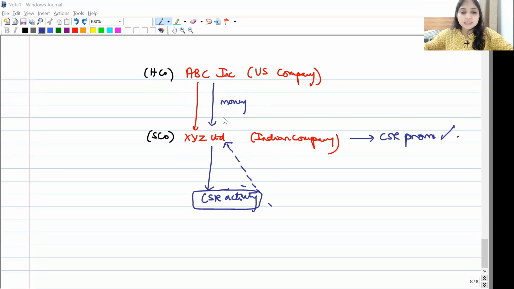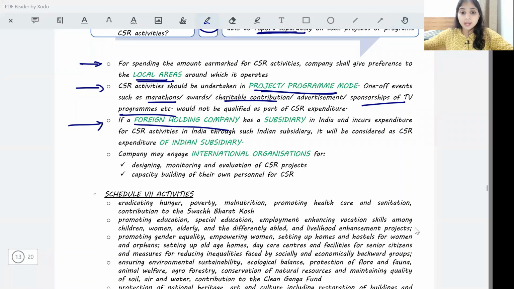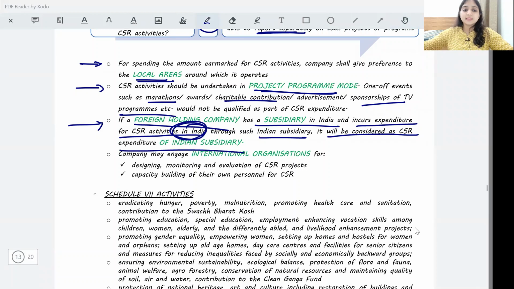Now understood? See, look, now read the theory along with me. If a foreign holding company has an Indian subsidiary and incurs expenditure for CSR activities in India through the Indian subsidiary, it will be considered as CSR expense of the Indian subsidiary. In reality, it is a foreign company which has actually spent the money, but it is through the Indian subsidiary. We will treat it as if it is CSR expenditure of the Indian subsidiary.